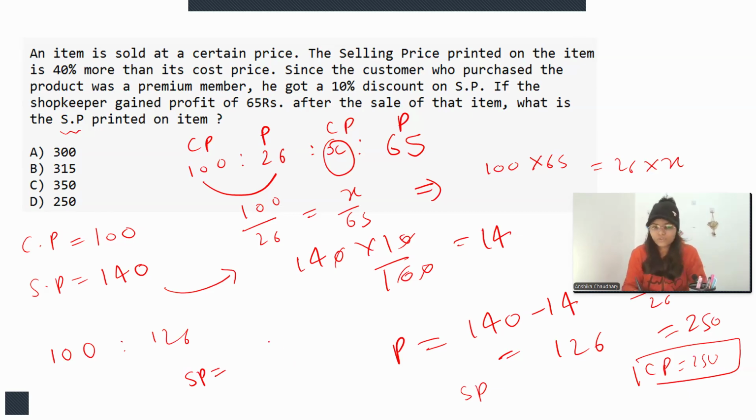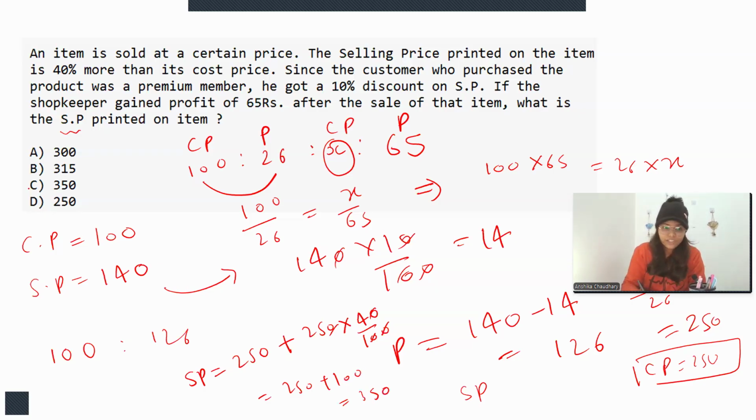40% more than its cost price. So cost price plus 40% of cost price, right? So 250 times 40%, so it will be cancelled out. So 250 plus 100, so it will become 350, right? 350 will be the answer. I hope it is clear to you.